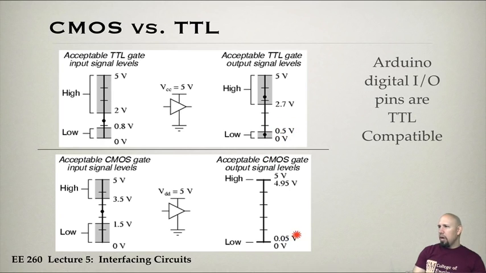So CMOS is very good at switching, and so CMOS is very good at being able to clean up signals. It's going to give you either a 5 volts or 0. Very close to 5 volts or very close to 0.